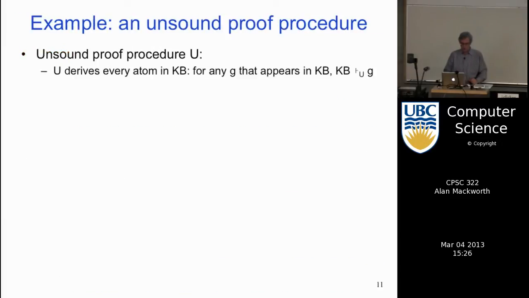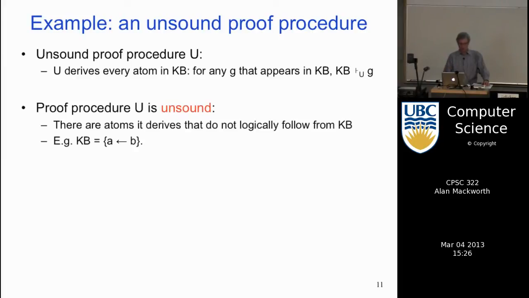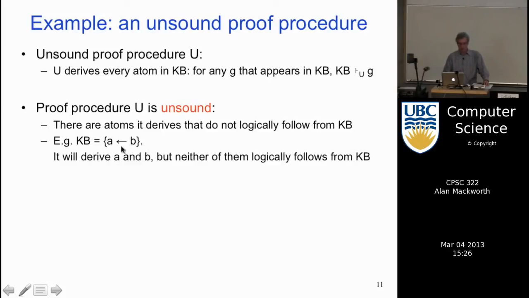So then we might look at a couple of cases. What about an unsound proof procedure? Let's just invent a proof procedure U. It's a really dumb one. U derives every atom from the knowledge base. For any G that appears in the knowledge base, we say that G is derivable from the knowledge base. Don't use this at home. It's dangerous. It doesn't work. But you could claim that's a proof. It is a proof procedure. It's unsound, because there are atoms that it derives that do not logically follow from the knowledge base. So if the knowledge base is A if B, you've just got that one rule, then it'll derive both A and B, because they're both mentioned. It's going to derive anything that's mentioned in the theory. So it's going way too far.